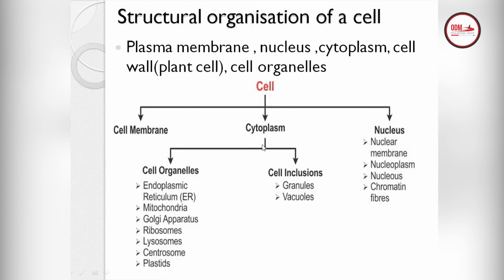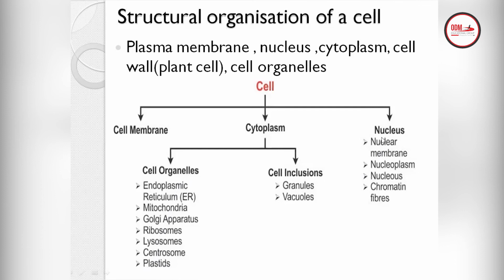Now in the cytoplasm of cells, we have cell organelles as well as some cell inclusions. Cell inclusions means some granules present in the cytoplasm, floating in the cytoplasm. These are the nutrient granules, and the vacuoles. And the cell organelles involve the endoplasmic reticulum, the mitochondria, the Golgi apparatus, the ribosomes, the lysosomes, the centrosomes, and the plastids. And these plastids are found only in the plant cell, not in the animal cells.